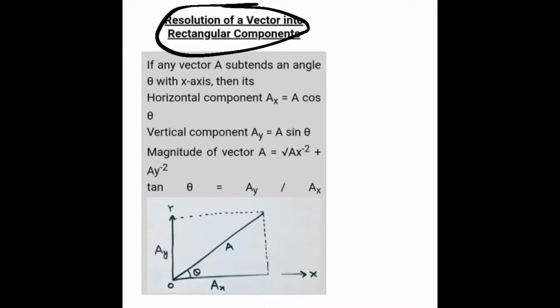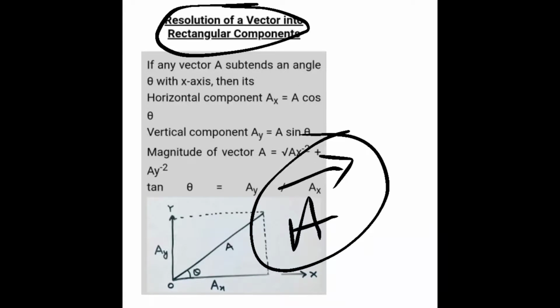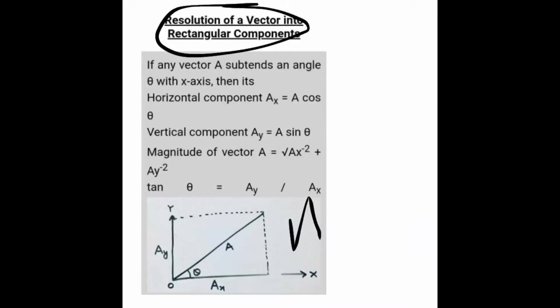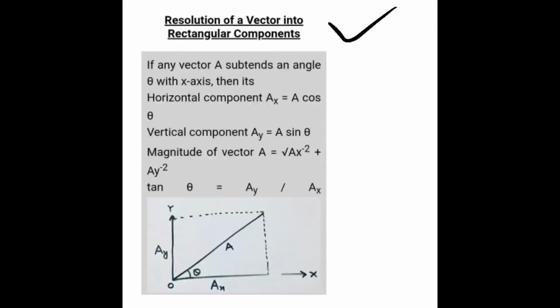If two single vectors add up and give the resultant, then the resultant vector can be split to get the smaller components. Like the total vector was a, so from the total vector we can get its horizontal component by the formula ax equals a cos theta, and we can get the vertical component by ay equals a sin theta. Once we know the angle made with the horizontal, we can get the other two components also. So this is the significance of resolution of vector.